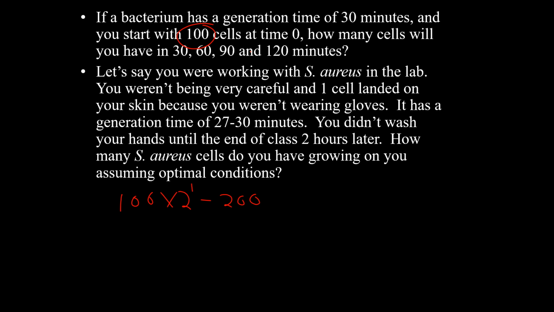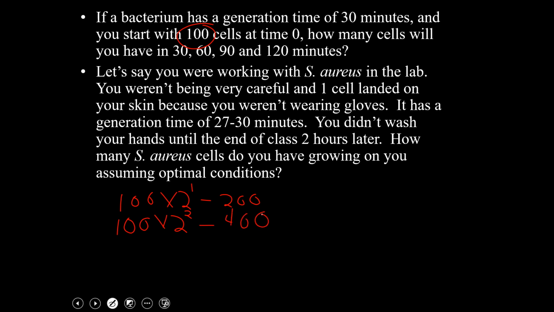Okay, next up, we're going to do that in 60 minutes. So we still have 100 cells that started us off at the very beginning. We still have the times 2, but we need to figure out what the exponent is going to be. So in 60 minutes, this population could divide 2 times. So this time it's going to be 2 squared. Well, 2 squared is, of course, 4, and 4 times 100 tells you there will be 400 cells present in the population.